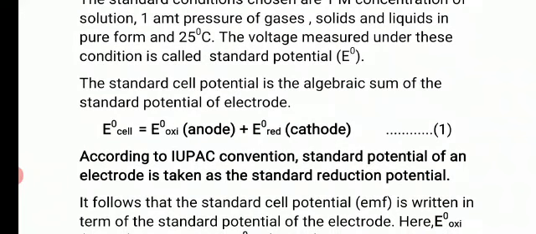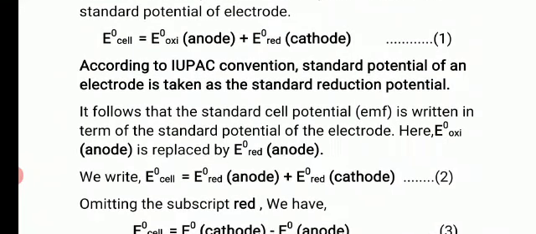But according to IUPAC convention, for the reduction electrode we obviously say reduction potential, but for the oxidation electrode also we are going to use the term standard reduction potential only. But there we will not have to add, we will have to subtract. So simply we can say that the standard cell potential EMF is written in terms of standard potential of electrode. Here E naught oxidation of anode is replaced by E naught reduction of anode. You are getting my point?